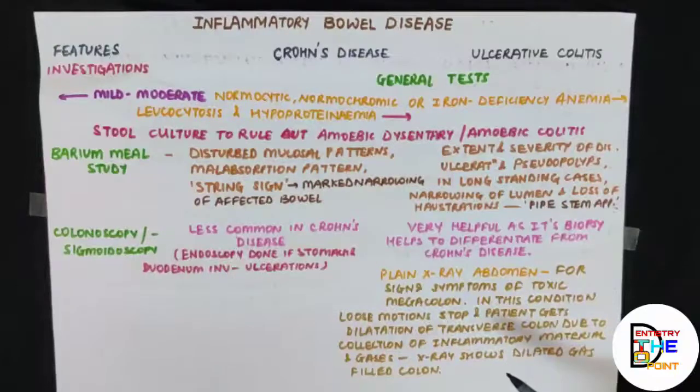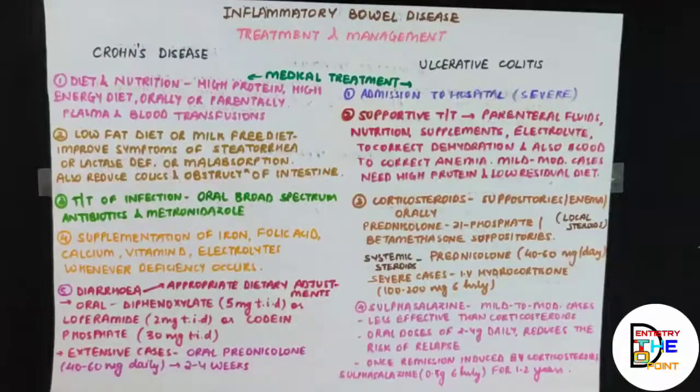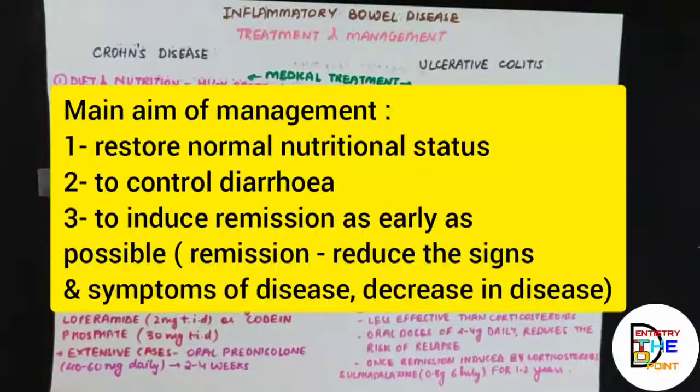So these are the investigations, common as well as specific, and their specific findings for both the diseases. Talking about the treatment and management, we'll see the individualized treatments for Crohn's disease and ulcerative colitis. The main aim of management in inflammatory bowel diseases is to restore the normal nutritional status, to control diarrhea and to induce remissions.